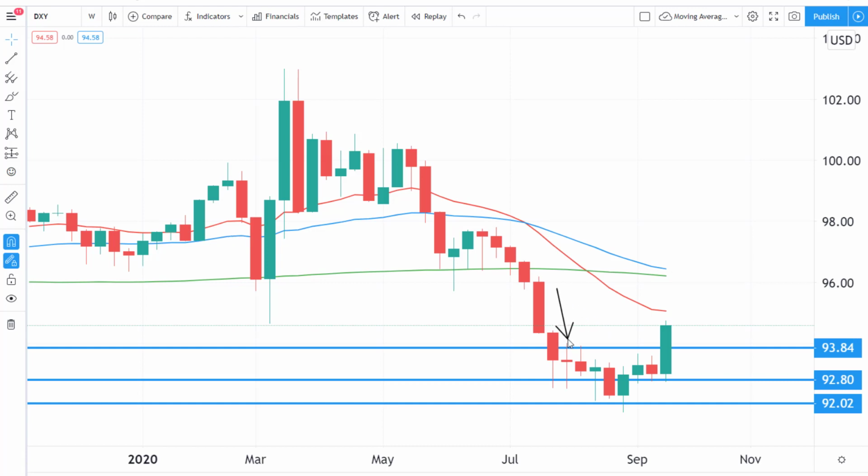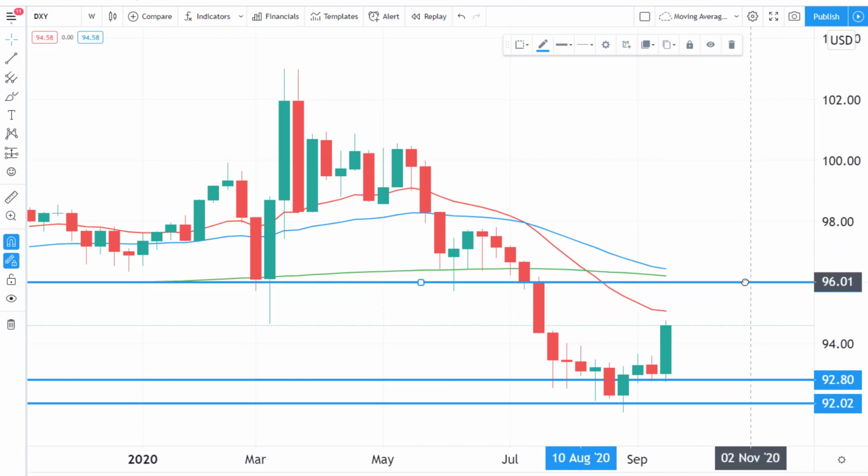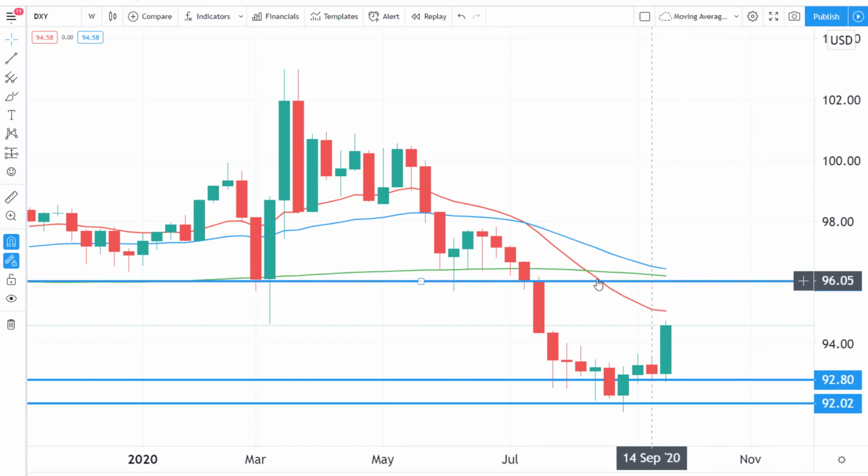We can also see that it broke through that 93.80 to 94 zone, which we called was a very key resistance. And on the weekly, notice this red exponential moving average. This is sitting right on where you would expect the market to find some form of resistance, the 95 area. Now we've mentioned the 95 area being resistance for the US dollar and the 96 area being resistance for the US dollar. And there are a few reasons for this.